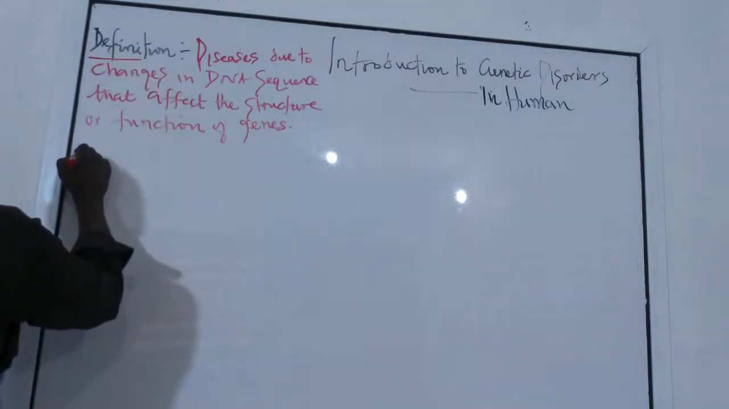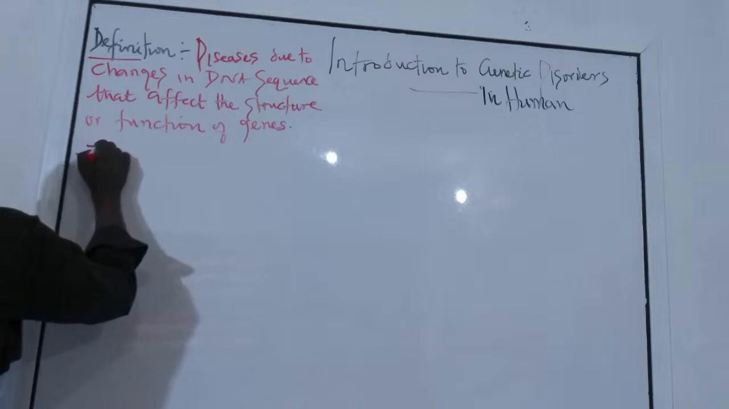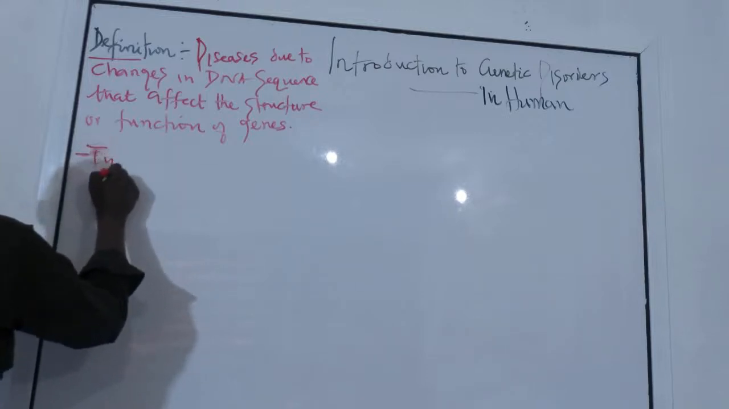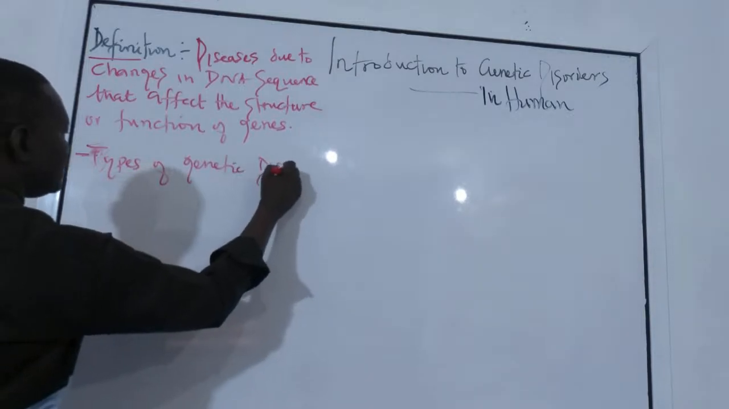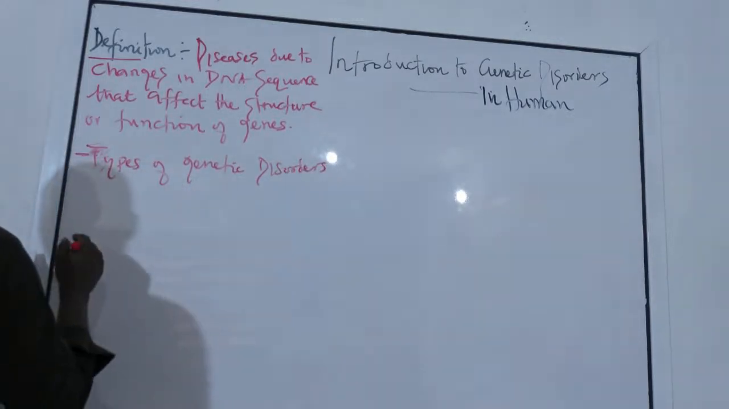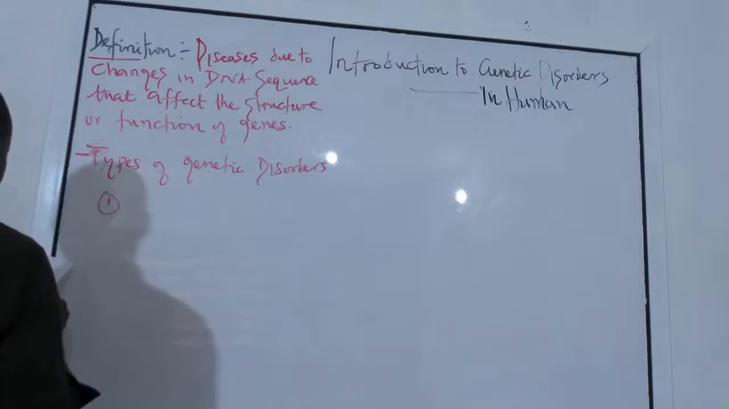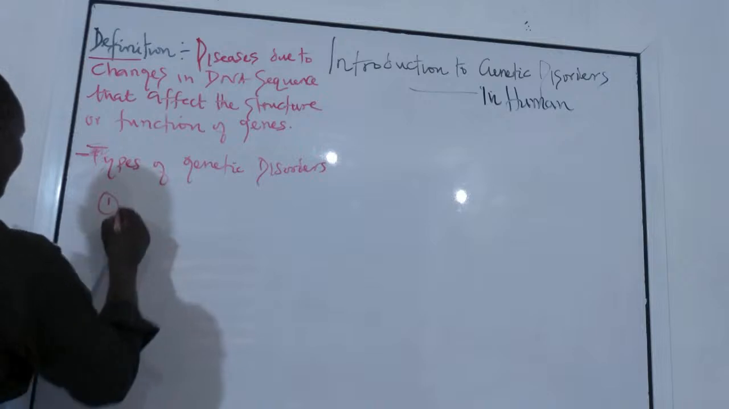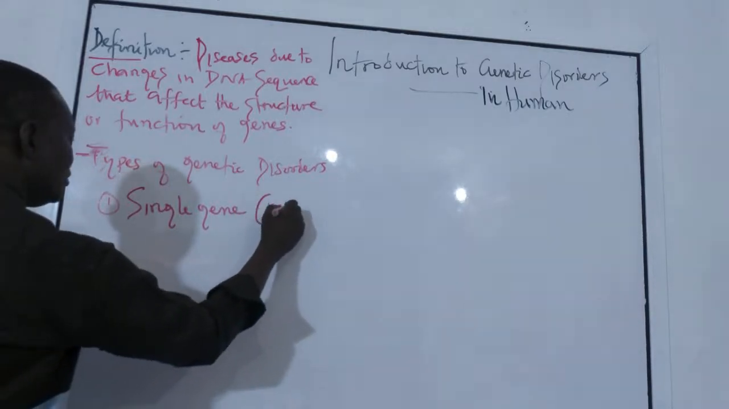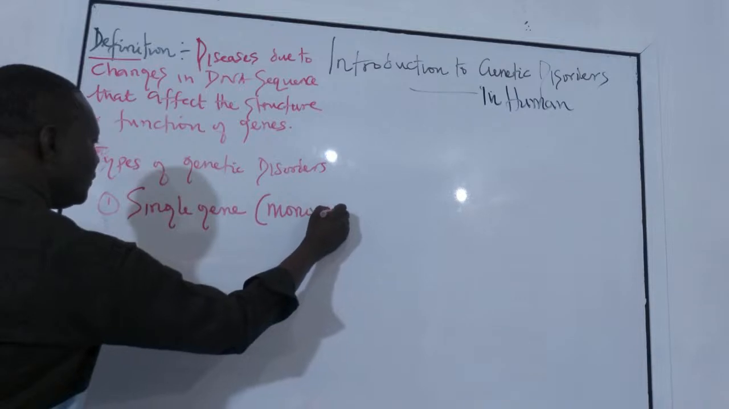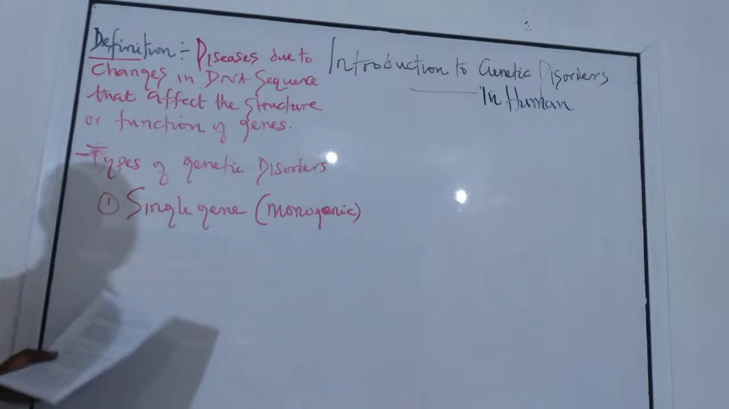After the definition, the second thing that we want to look at is the examples. Let's say types of genetic disorders in human. The first category or classification is what we can classify as single gene problem, which is termed monogenic. That is, if the problem is just within one gene, it is called a monogenic genetic disorder.